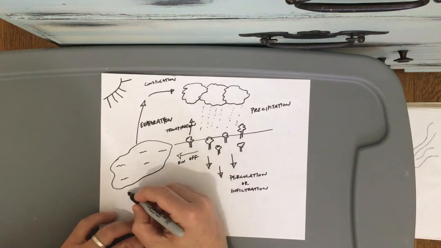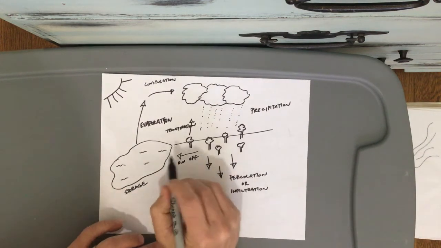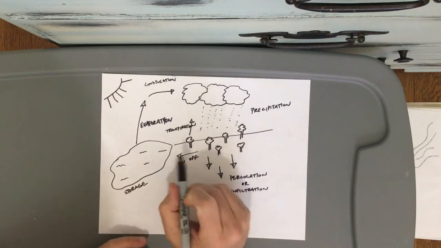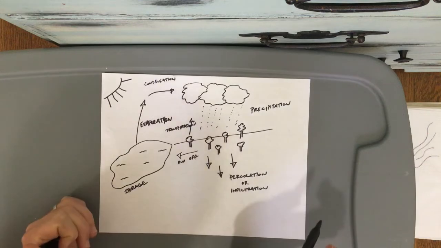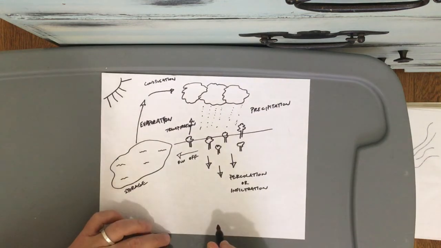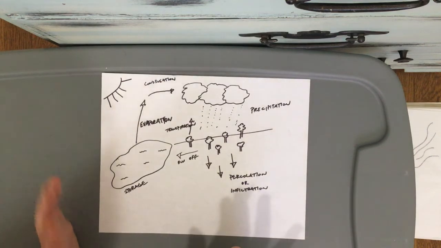And the only other thing that I'll include here is storage, which is when water stays in one place for a particular period of time. And that could be a lake, or it could be an ocean, or it could be in a glacier, or it could be in an aquifer. So that's a complete water cycle.